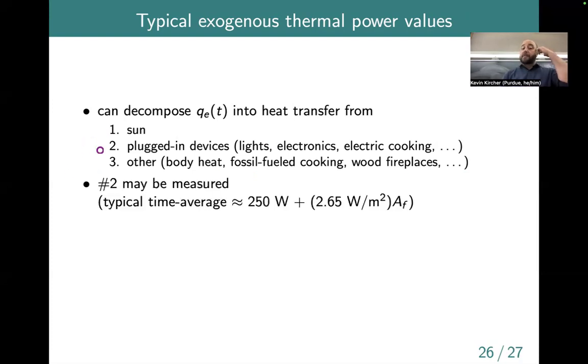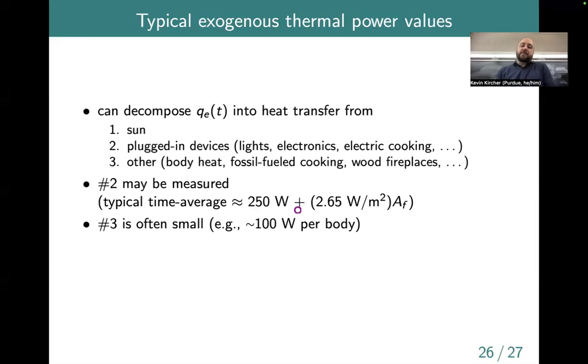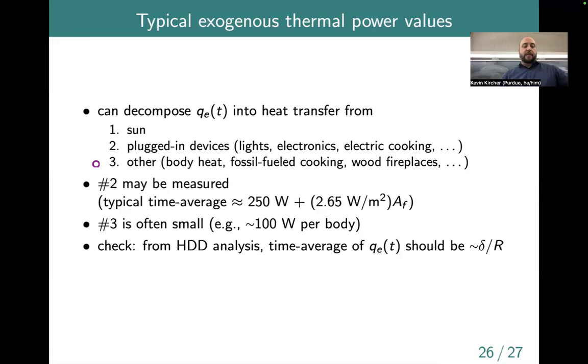Of these, the second one is often measured. If you just look at the total electricity consumption in a house, that's a reasonably good way to estimate the heat that's being given off by devices. Most of the electricity that goes into a house ends up getting dissipated as waste heat within a house or an office or whatever it might be. And here's a rough expression for how to fit that. It comes from survey data from a US government office called the Energy Information Administration. And then again, about 100 watts per body for this other thing. It's a reasonable estimate.